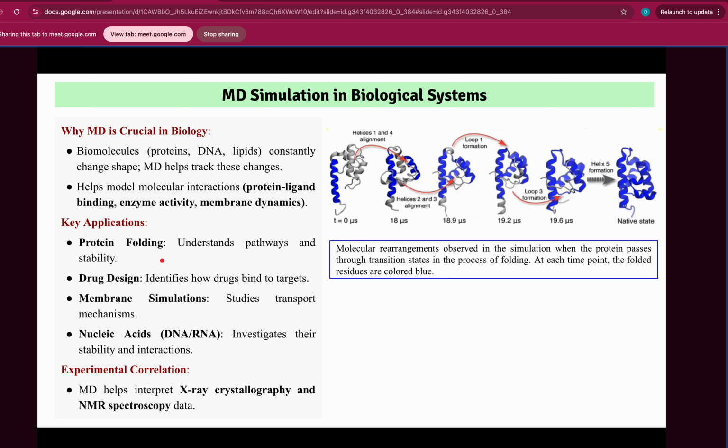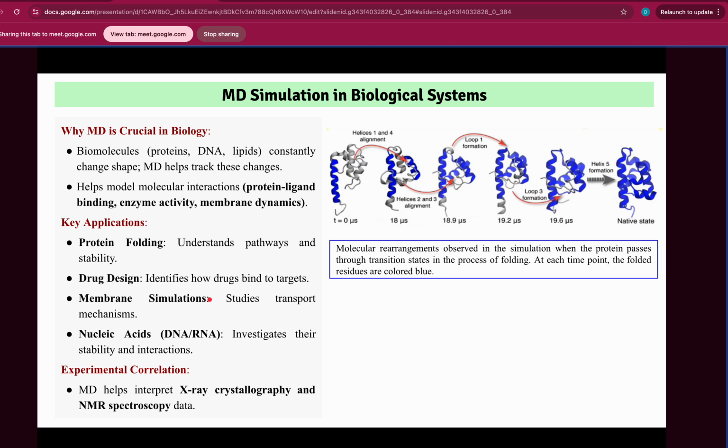We can understand this protein folding because in MD simulation, we see with time how the molecule is changing its dynamics, how it is changing its positions, its coordinates. That way we can understand the protein folding mechanism. It also helps us in drug designing. We can identify different drugs and how they are binding to different protein targets, and after binding to targets, whether they are bringing out some change in the conformation. So all those studies can be done.